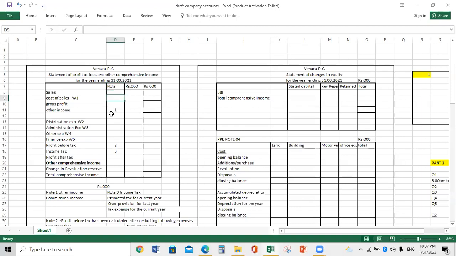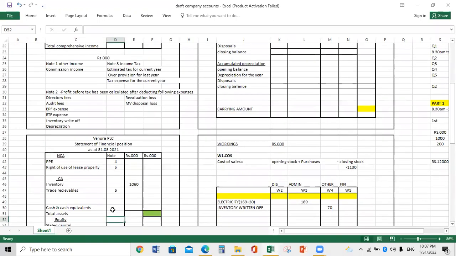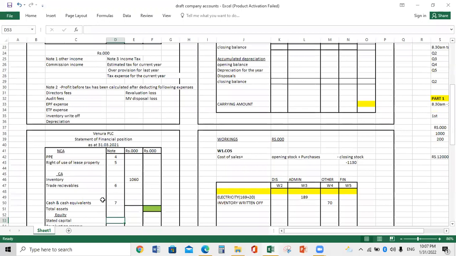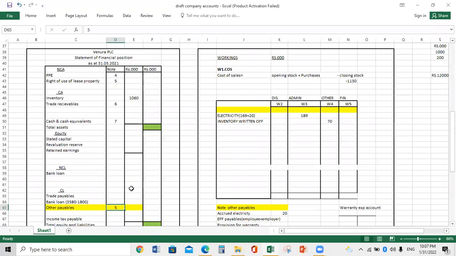Note 1 will be other income. Note 2, profit before tax. Note 3 will be income tax. Okay, you have an order. Note 4 will be PPE. And note 5 will be right of use of leased property. Note 6 will be trade receivable. Note 7 will be cash and cash equivalent. Okay, what else? Note 8 will be other payables. That's it, right? Did I miss anything?